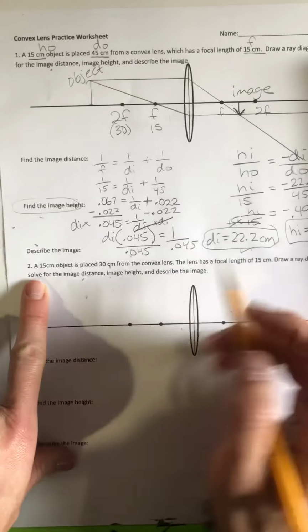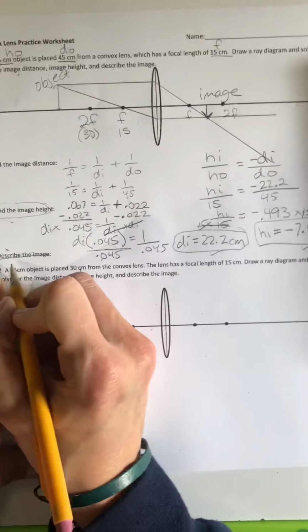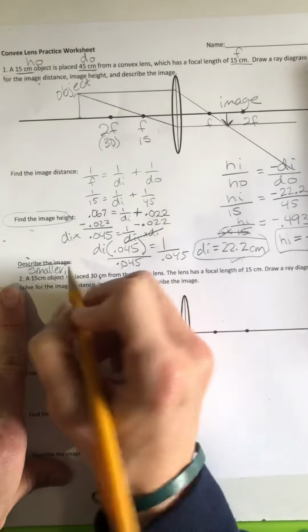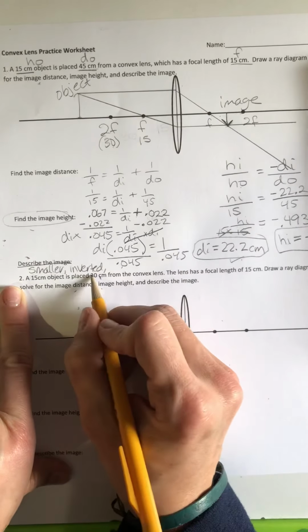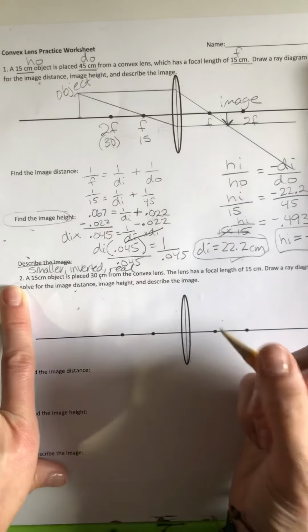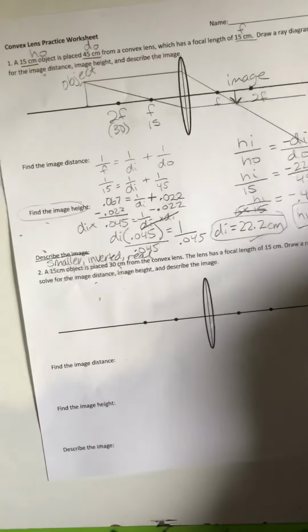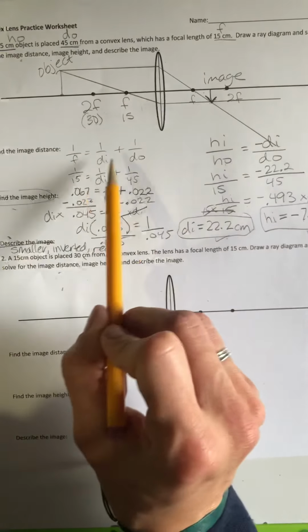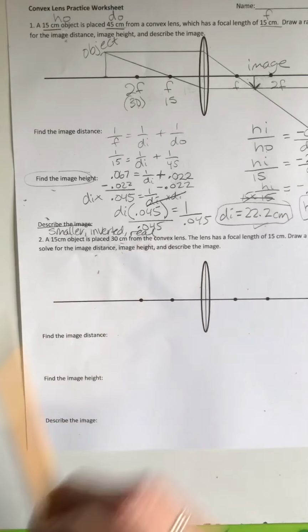So if we were to describe the image, I would say that it is smaller, right? Because 7 is smaller than 15. It's inverted, because it's upside down, and anything that's inverted is also called real. So I say smaller, inverted, and real, and that's all I need from there. So this would be a complete problem where you have drawn the diagram, solved for the distance of the image, solved for the height of the image, and were able to describe the image.